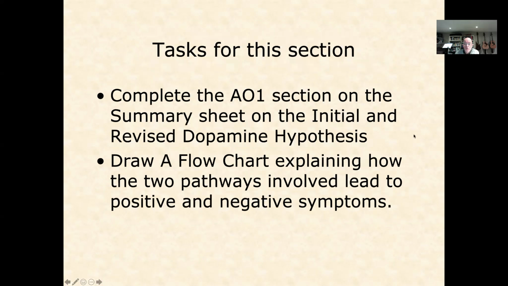So the tasks that I want you to do this week, I'll put a deadline for it on Classroom, is to complete the AO1 section on the summary sheet about the dopamine hypothesis, both versions. And I'd like you to draw a flow chart explaining how the two pathways can lead to positive and negative symptoms. If you can draw that, that gives a good idea that you really understand how this hypothesis works. Don't forget to paste those to the top section of your electronic exercise book.